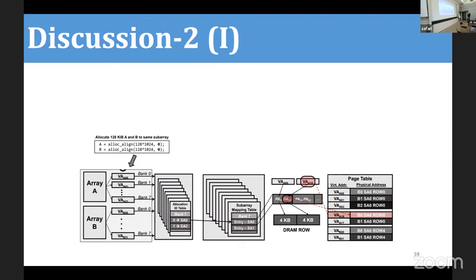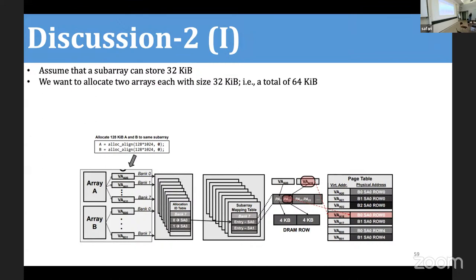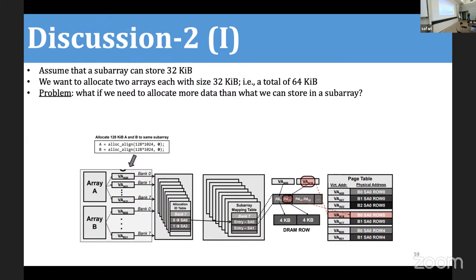So yeah, here is the whole picture of how it's going. What I want you to think about is, let's assume that a single subarray contains only 32 kilobytes, and we want to allocate two arrays with the size 32 kilobytes, so in total we have 64 kilobytes. So the problem is, what if we need to allocate more data than what we can store in a subarray? Because just one array in the end uses the whole subarray. So do you have any ideas?